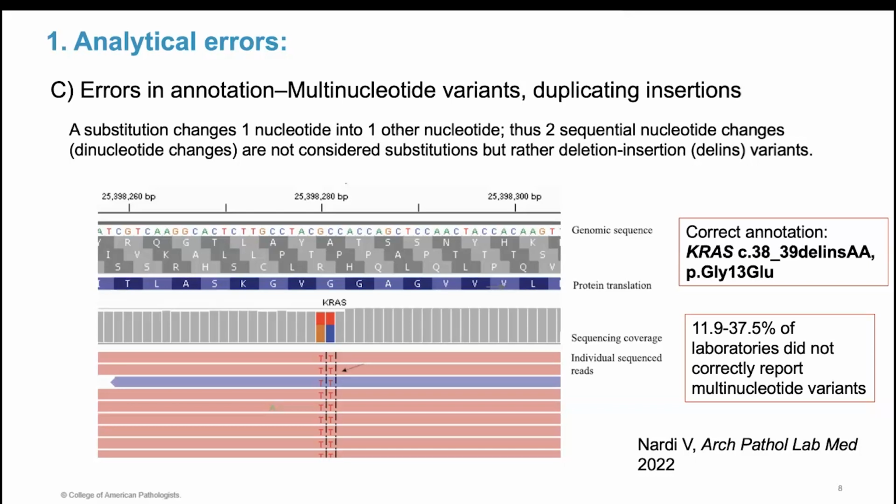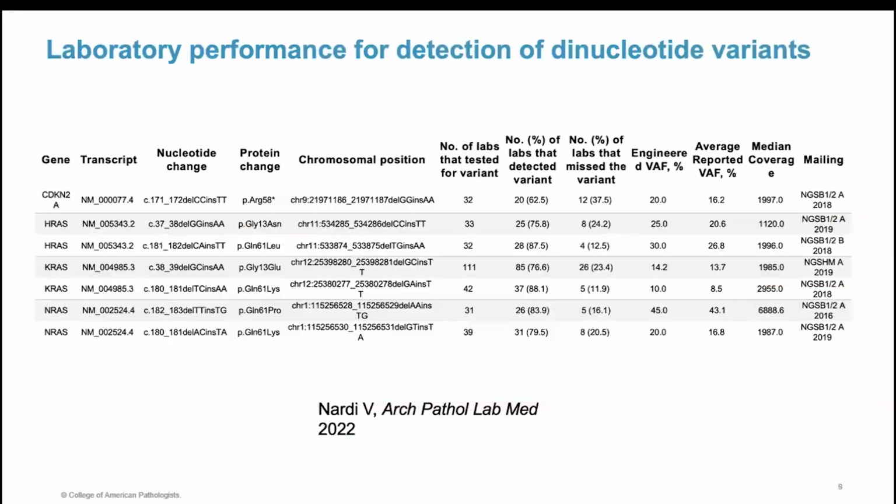And so an example of a dinucleotide variant is shown here in the image, where we have a KRAS dinucleotide variant, and the correct annotation is a del-ins variant. And so between 11.9 and 37.5% of laboratories did not correctly report multinucleotide variants across multiple surveys.